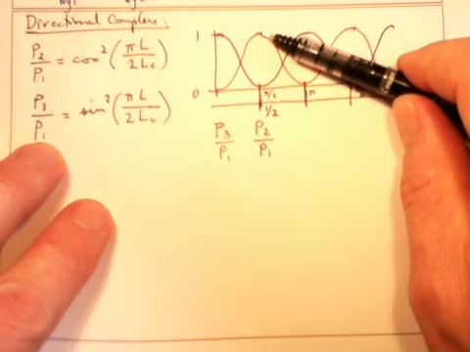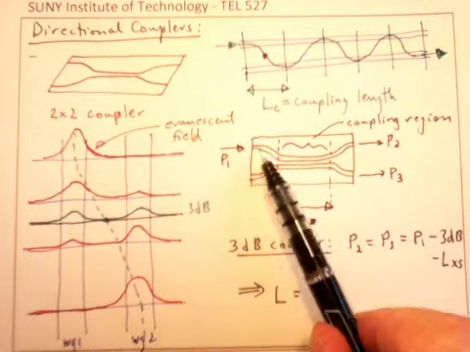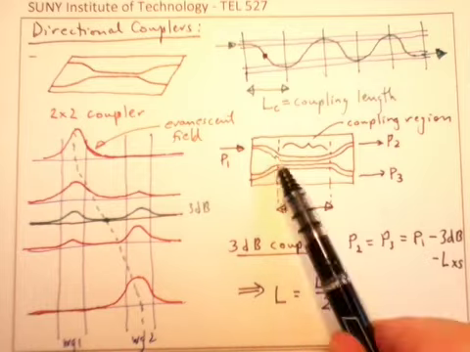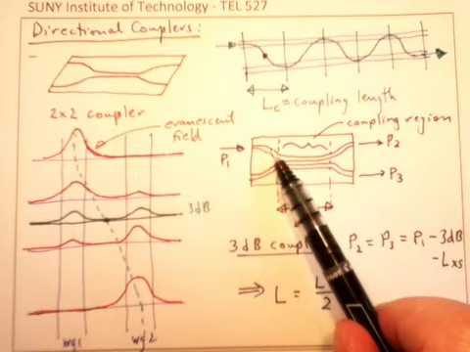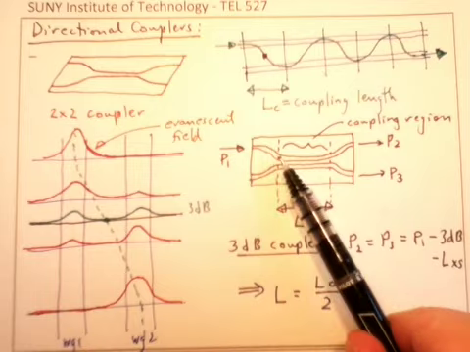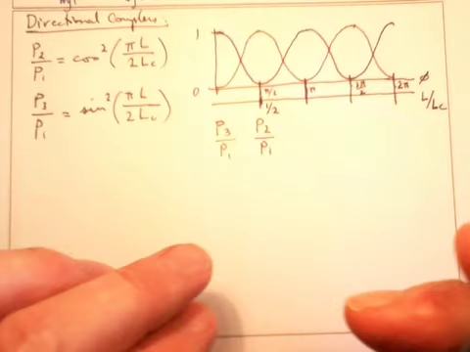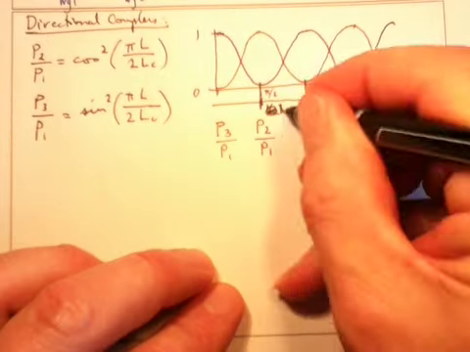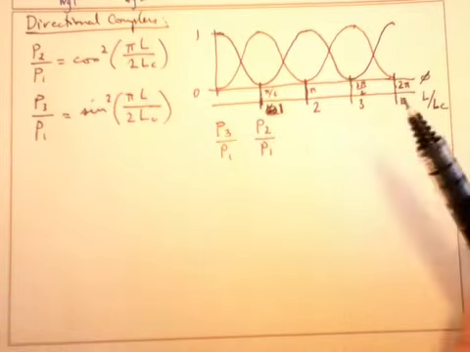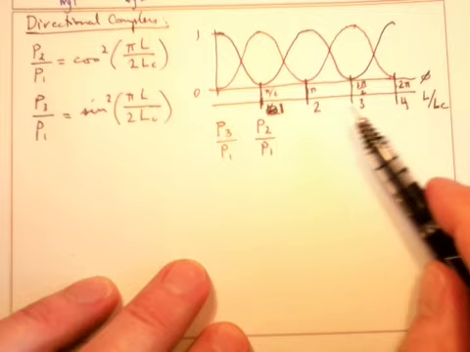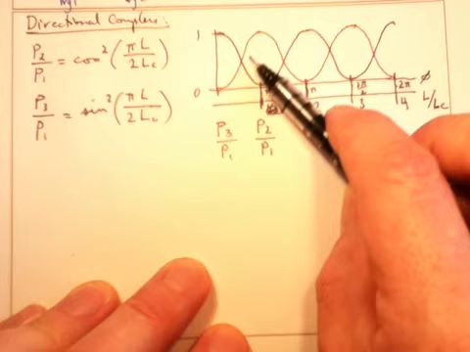Okay, so when the length is half the coupling length, the input power is now completely sent to waveguide number 3. Let's see, P1 is up here, and if we have a coupling region which is the length of the coupling length, then the power will completely transfer over to P3. I think I said it wrong here. This has to be a 1 and a 2 and a 3 and a 4. So when L is equal to LC, L divided by LC is 1, and we have complete power transfer over to the other side.